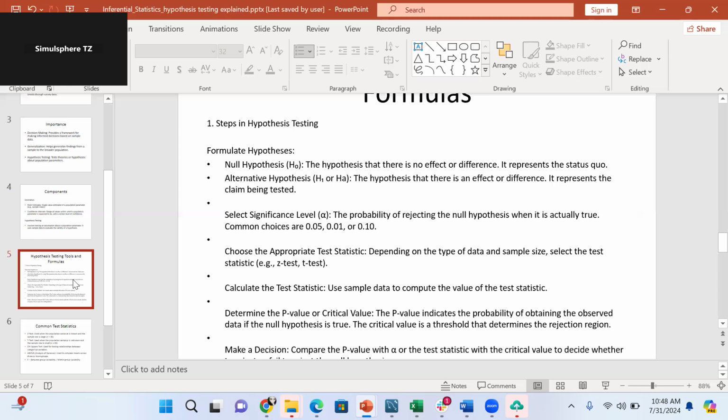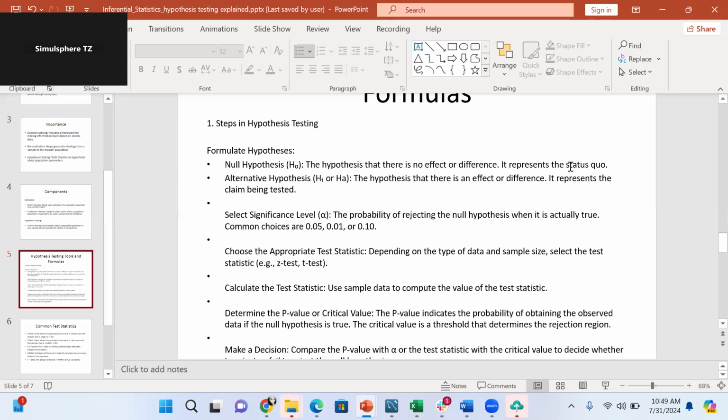Okay, so what then are the hypothesis tools and formulas? The steps we follow in handling hypothesis testing is, first, we need to formulate hypothesis using the null hypothesis technique and the alternative hypothesis technique. The null hypothesis technique is that there is no effect or difference. It represents the status quo.